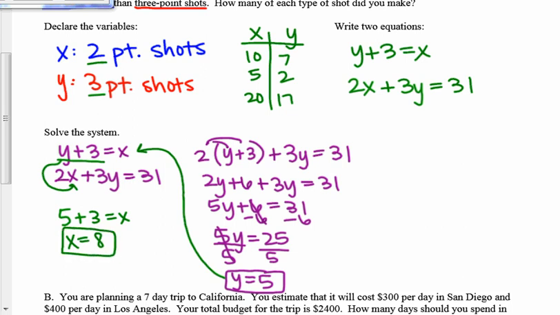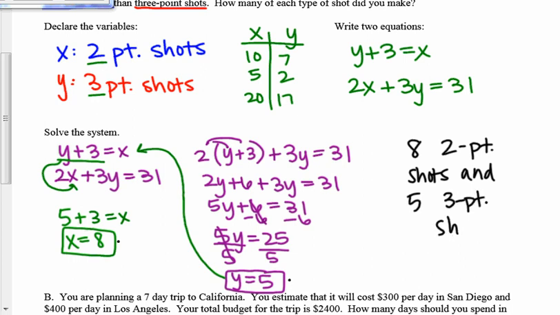All right, so my answer here, and you can write this like this, I made 8 2-point shots because 8 was representing my x, my 2-point shots, and then I made 5 of the 3-point shots. So I'm going to say that. I made 8 2-point shots and 5 3-point shots. This is my final answer.